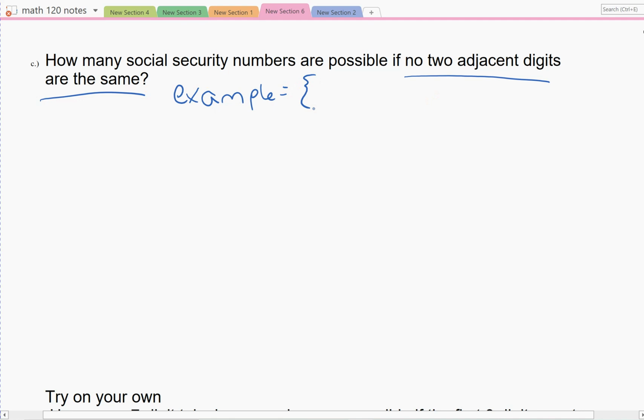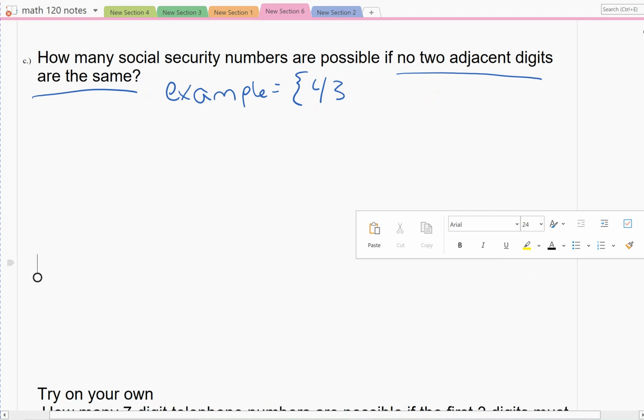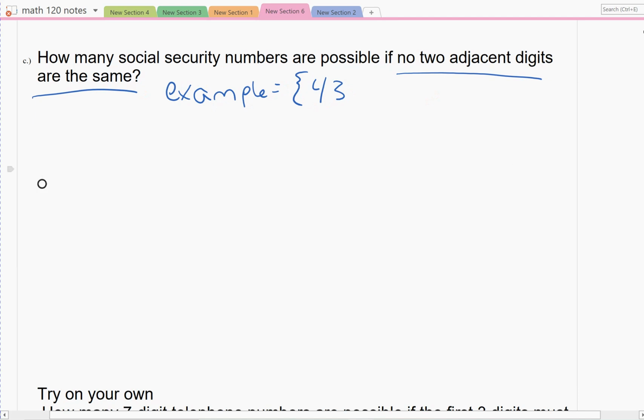Suppose for the first number I pick the number 4, meaning the next number in the sequence cannot be 4. But I can pick any other number I want, so suppose I pick 3. Then the third number in the sequence can be any number but 3, right? I can't pick 3, so I could pick 4 again if I wanted to. And then the number after that, I can't pick 4, but I can pick 3, and so I could keep going that way and finish filling mine out if I wanted to. That would be an example, a very special case, of where no 2 adjacent digits are the same.